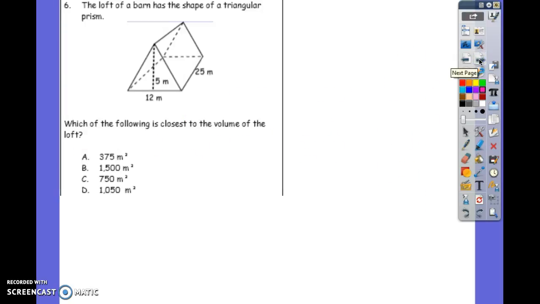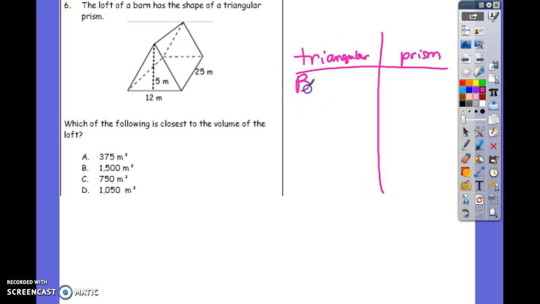Number 6, the loft of a barn has the shape of a triangular prism. Which is closest to the volume of the loft? So I'm going to make my T-chart. Triangular prism. Remember, for the first part, I just want to do the base. Looking at your formula chart, the formula is area of the base is equal to 1/2 base times height because the base is a triangle. So shade in your bases. I want to look at just the numbers on the base, so I have 12 times 5.